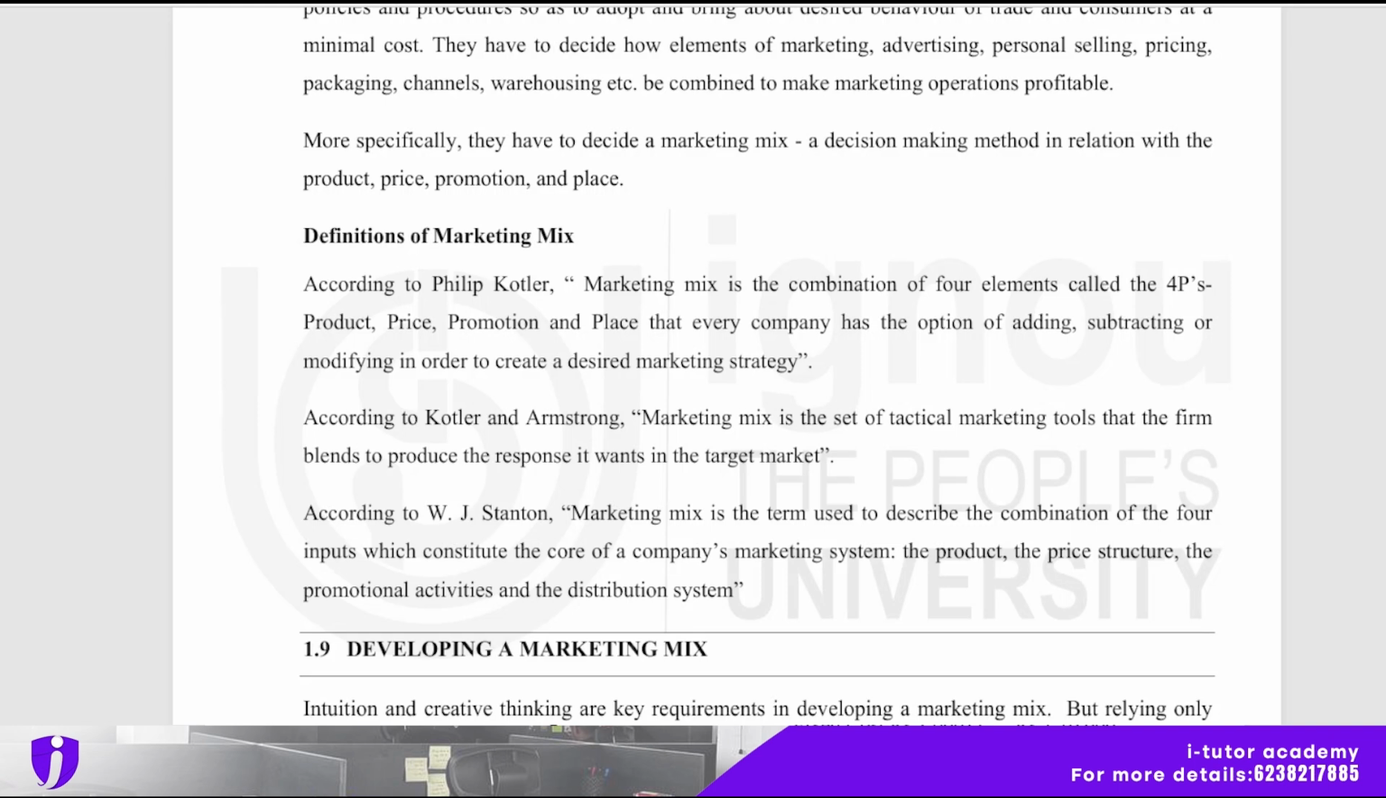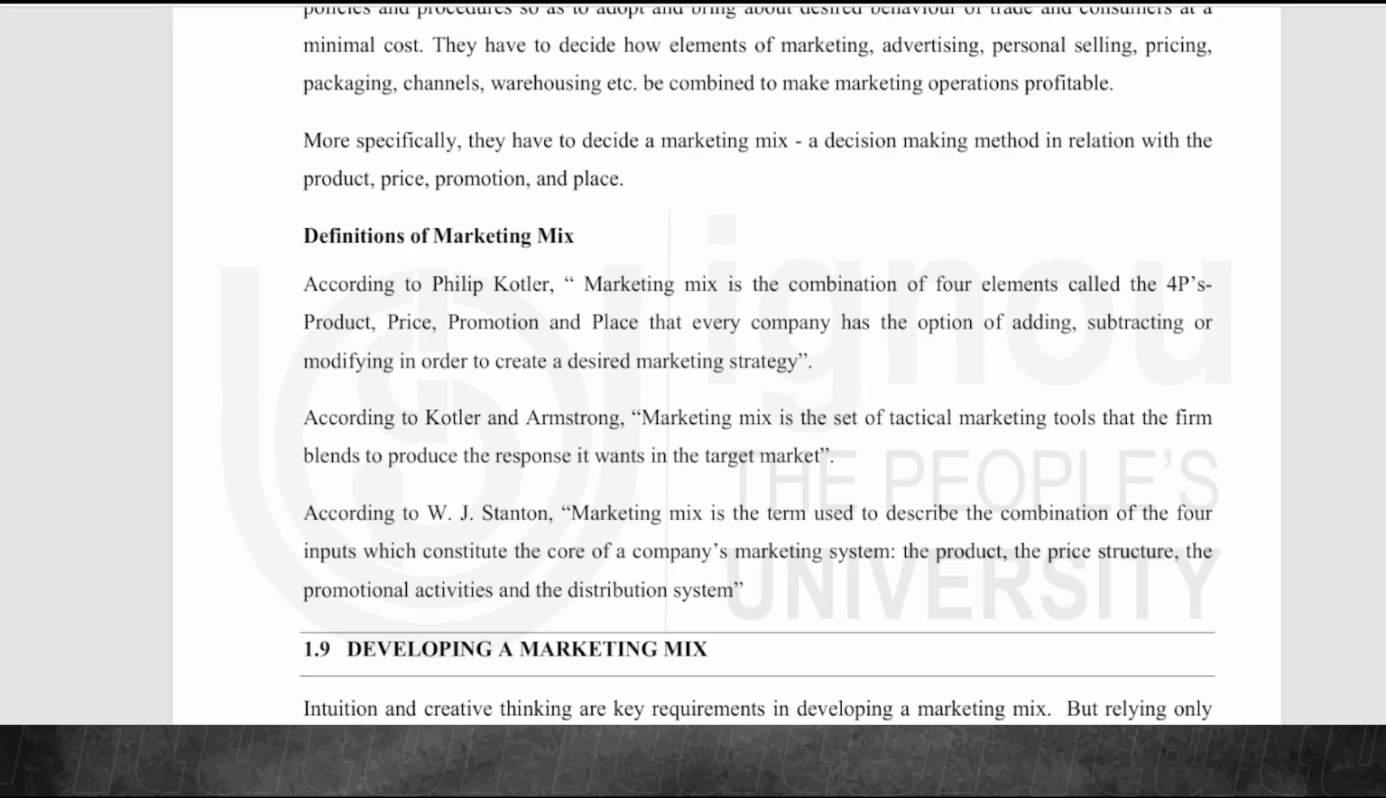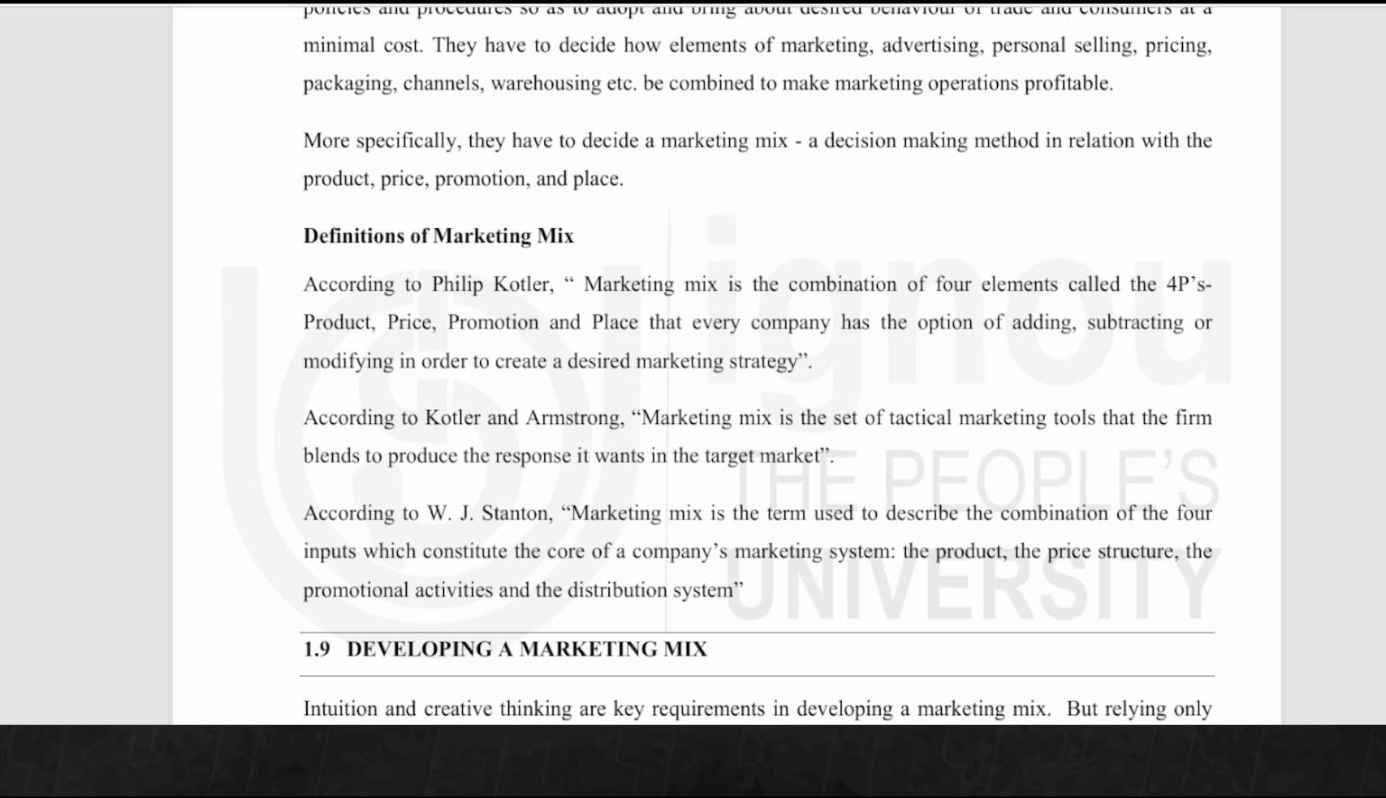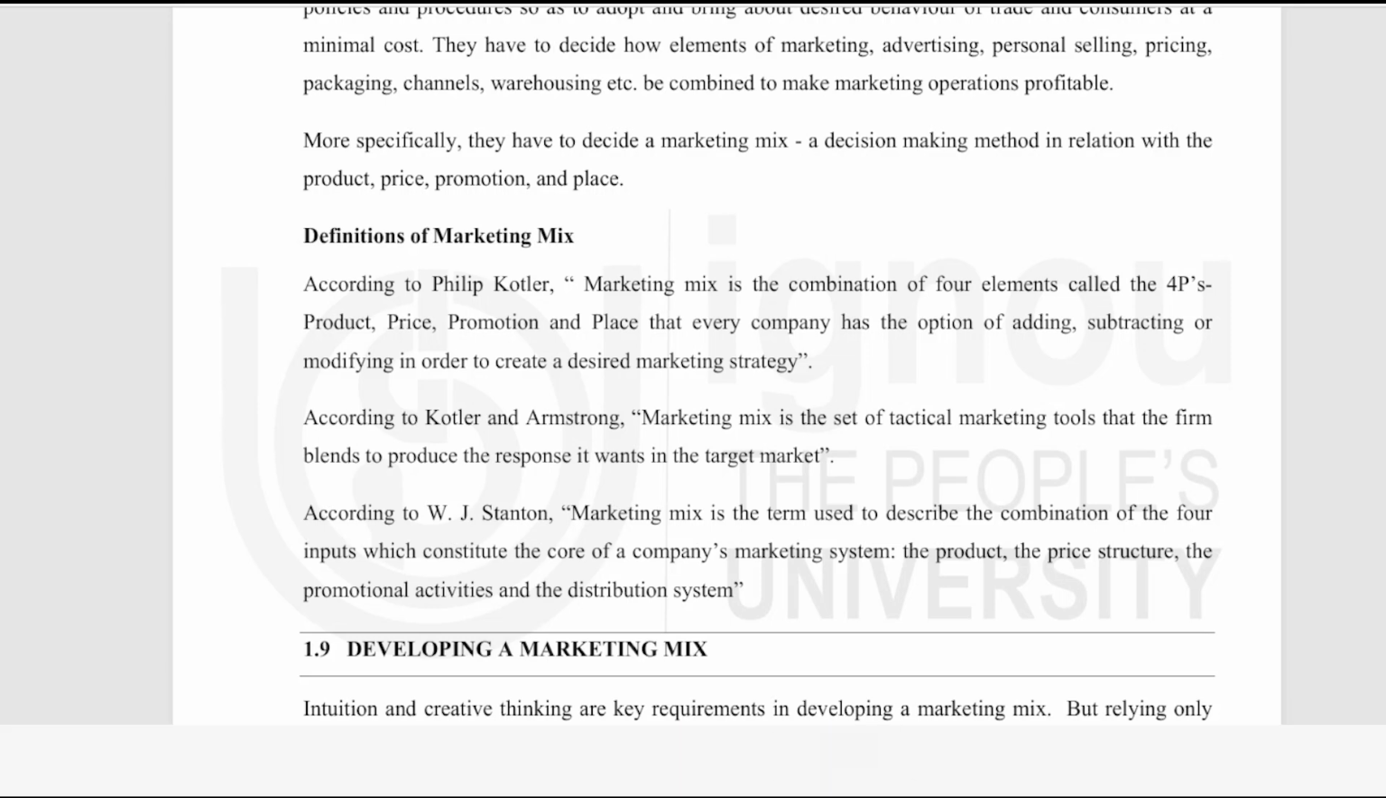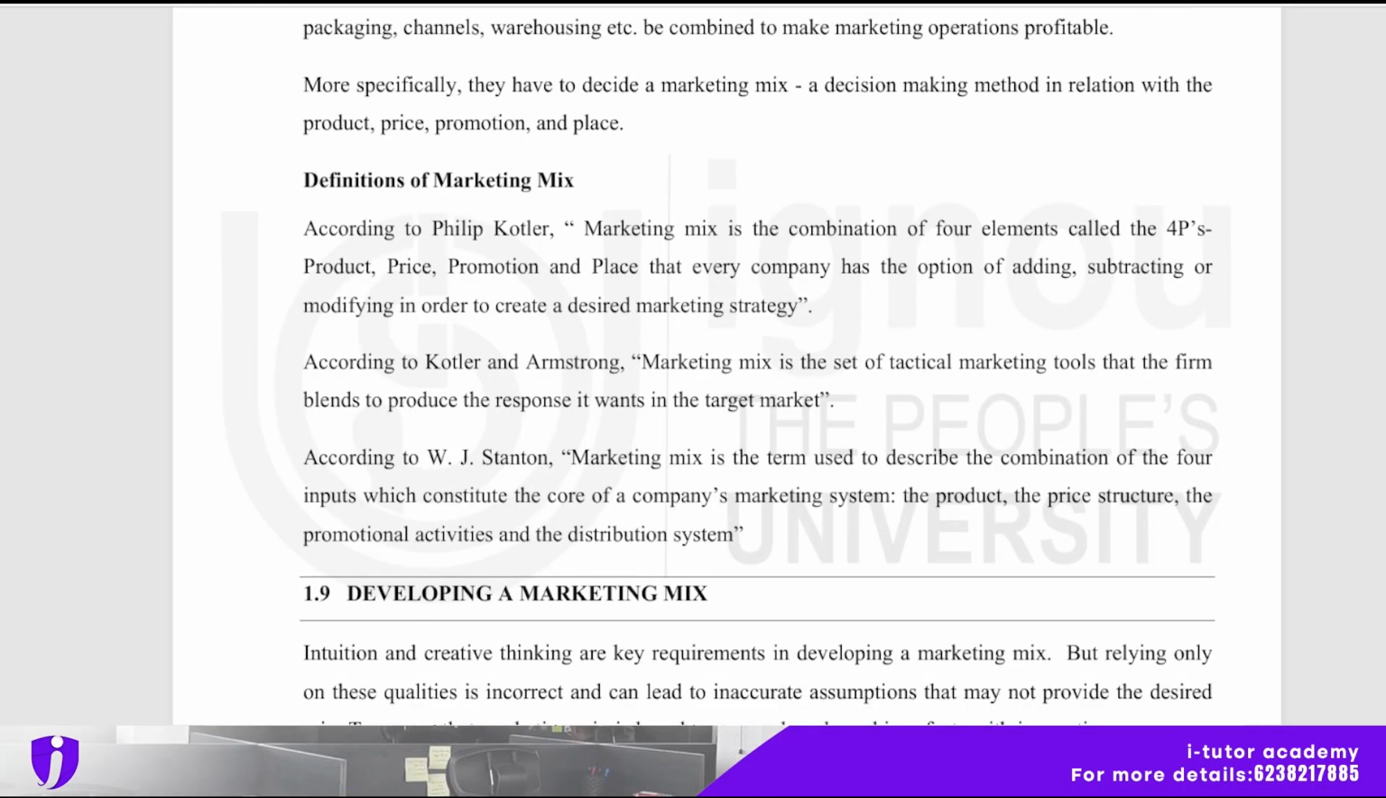According to Kotler and Armstrong, marketing mix is the set of tactical marketing tools that the firm blends to produce the response it wants in the target market. And according to W.J. Stanton, marketing mix is the term used to describe the combination of the four inputs which constitute the core of a company's marketing system: the product, the price structure, the promotional activities and the distribution system.